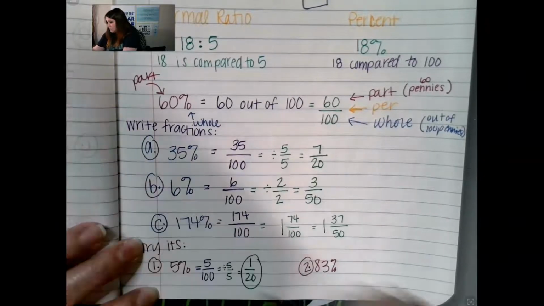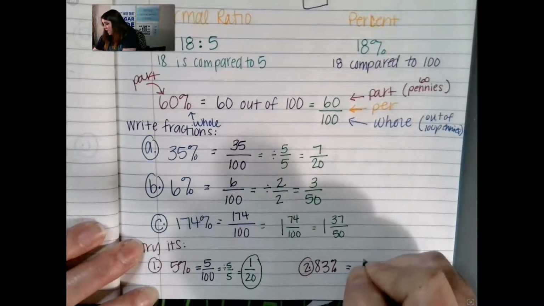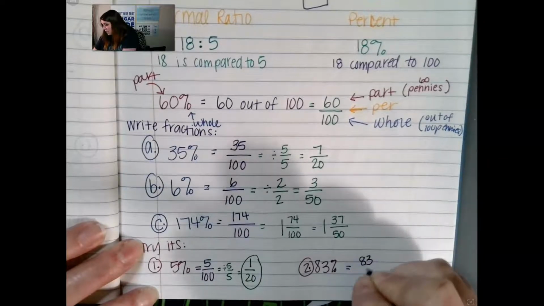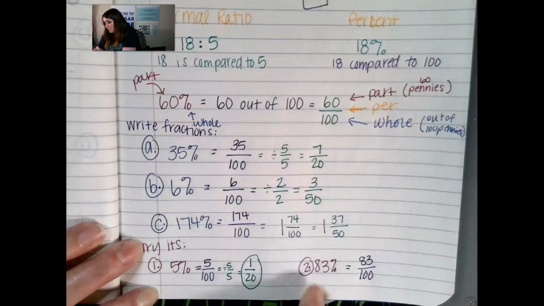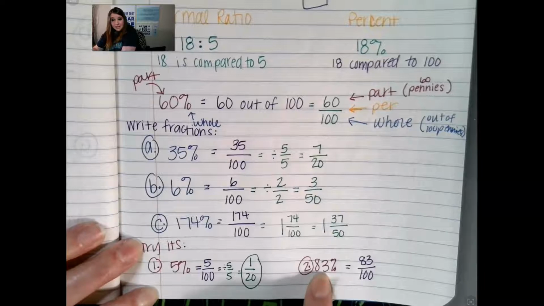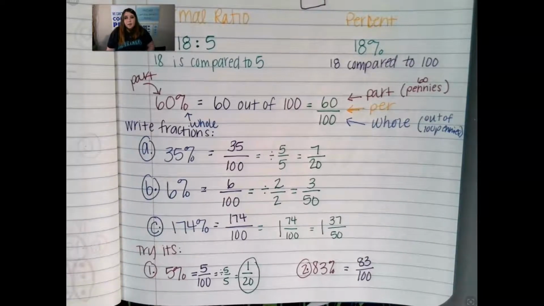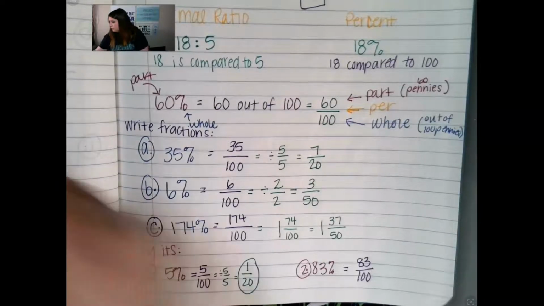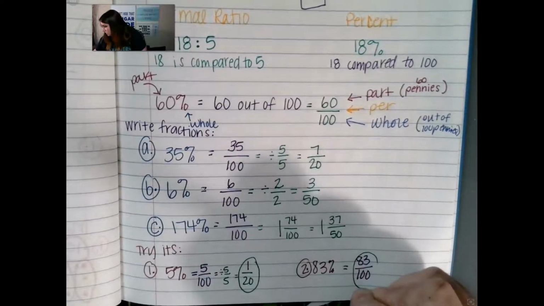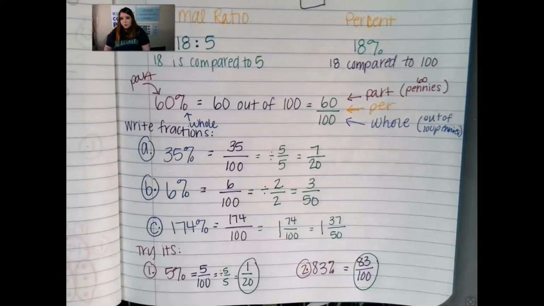All right, same thing over here. I have 83 over 100 because that really literally means 83 over 100. So 83 over 100. And that one is already simplified because you cannot simplify 83 anymore. It's already a prime number.